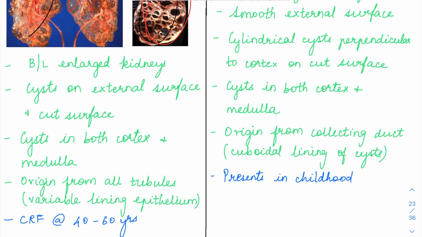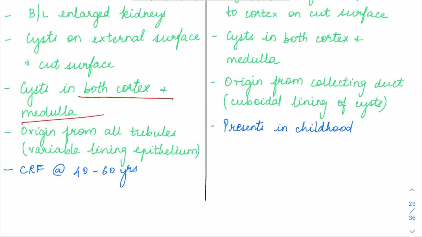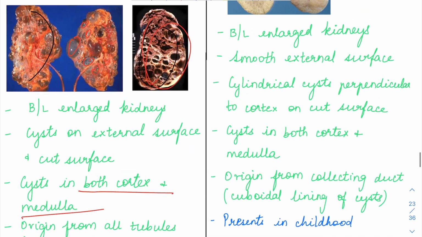And here the cysts can be seen in both the cortex and medulla. So the corticomedullary junction is going to get obliterated because the entire kidney is going to have cysts. The origin of these cysts is from the tubular linings. So the tubules are going to get dilated and form these cysts, and it can happen in any of the tubules: proximal convoluted, distal convoluted or collecting duct. And eventually these patients will undergo chronic renal failure.